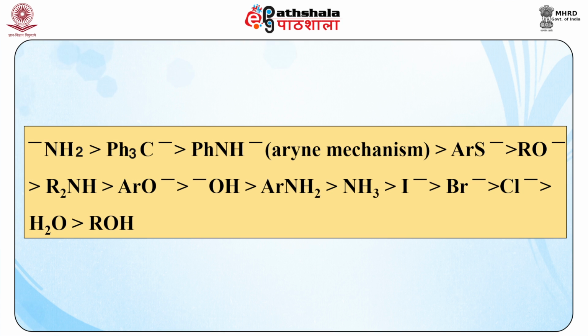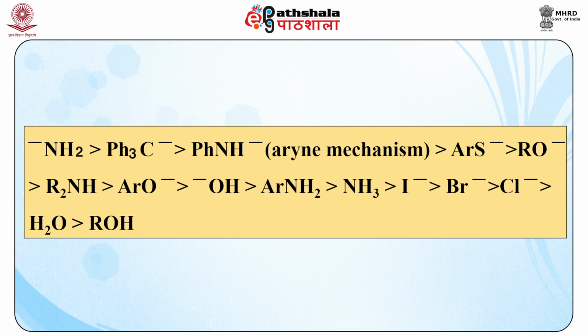However, an overall approximate order is discussed. That is, the NH2- comes first, then the triphenyl carbanion, then PhNH-, which follows the arene mechanism, that is, in case of arene mechanism this is applicable, then ArS-, then RO-, then the dialkyl NH, that is the secondary amine, then ArO-, then the hydroxyl anion, then aniline, then ammonia, then the iodide ion, followed by bromide ion and chloride ion.